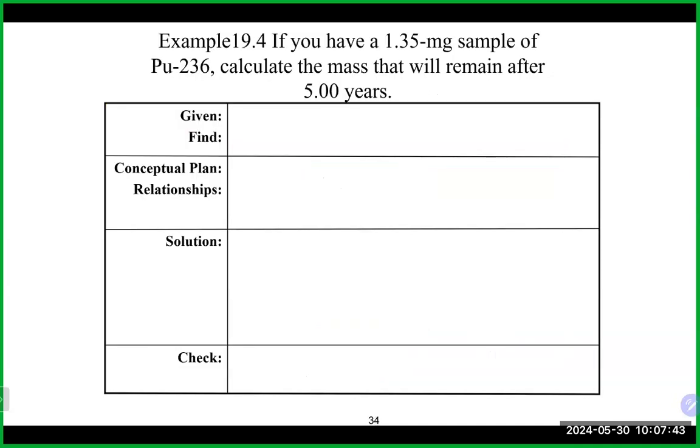So why don't we try one here? If you have a 1.35 milligram sample of plutonium 236, how much of it will still be there after 5 years? The half-life of Pu 236 is 2.86 years. So why don't you take a moment there and calculate it again using hopefully your remembered kinetics equations.